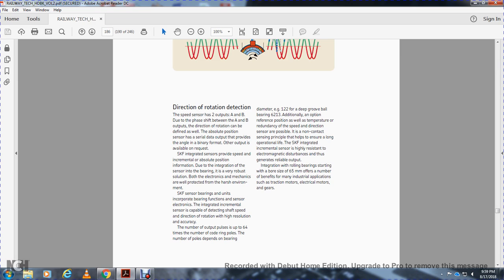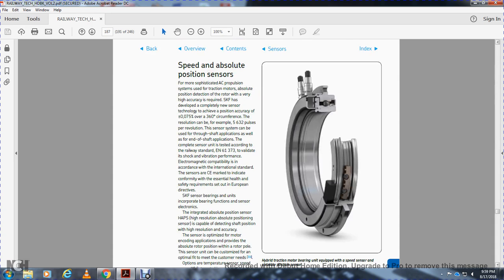The integrated roller bearing starts with a bore size of 65 millimeters and offers a number of benefits for many universal applications, such as traction motors, electrical motors, and gears.